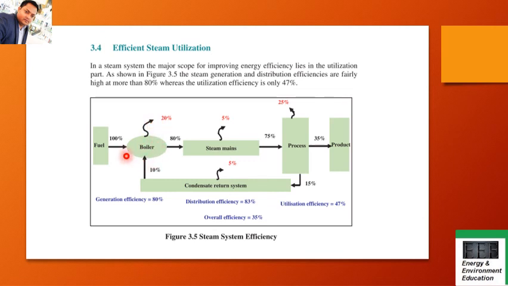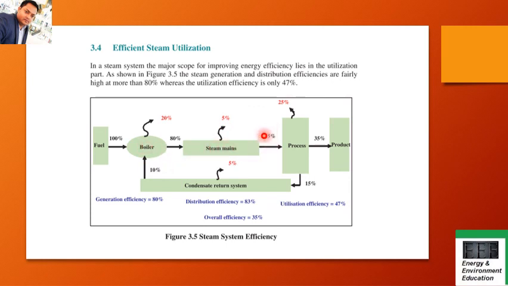So you can understand that you will have around 80% efficiency in the boiler. Now if you move on to the steam mains, that is the steam pipes, here also at least 5% of heat loss is going on. So ultimately, if it is 80% at the boiler, another 5% is reduced.